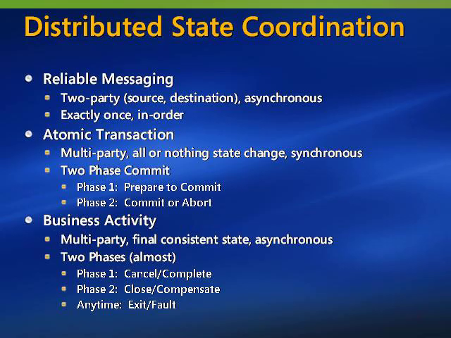Reliable messaging is a 2-party protocol. It has a source, it has a destination, it's asynchronous in nature. I send you a message. At some point in the future, you will send me an acknowledgement. I will not free up my resources until you give me that acknowledgement, because I don't know that you got that message yet. I might retransmit it periodically. So that's reliable messaging, very similar to any type of message queuing technologies that we know and love today.